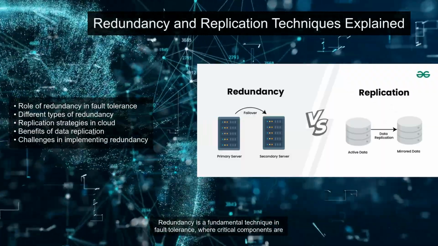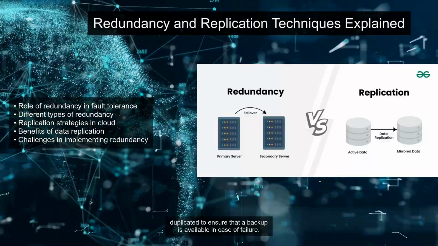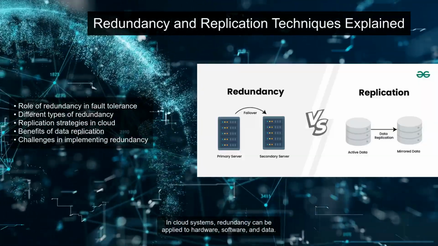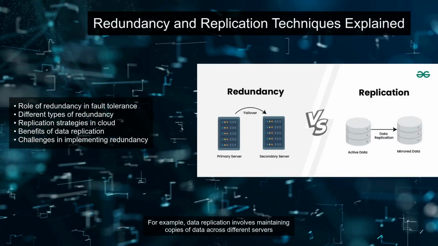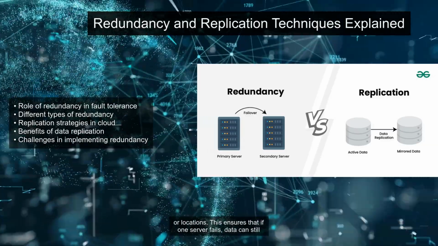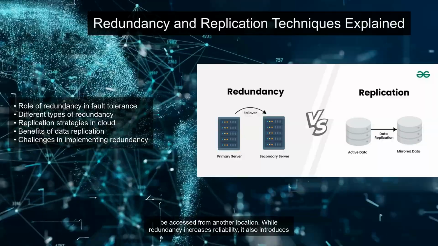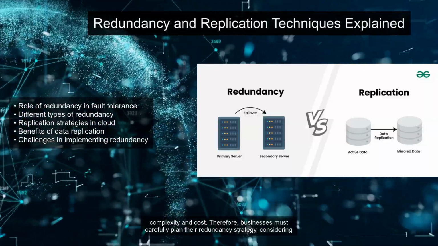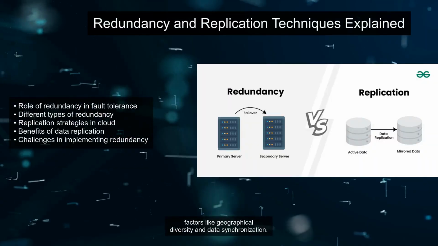Redundancy is a fundamental technique in fault tolerance, where critical components are duplicated to ensure that a backup is available in case of failure. In cloud systems, redundancy can be applied to hardware, software, and data. For example, data replication involves maintaining copies of data across different servers or locations. This ensures that if one server fails, data can still be accessed from another location. While redundancy increases reliability, it also introduces complexity and cost. Therefore, businesses must carefully plan their redundancy strategy, considering factors like geographical diversity and data synchronization.